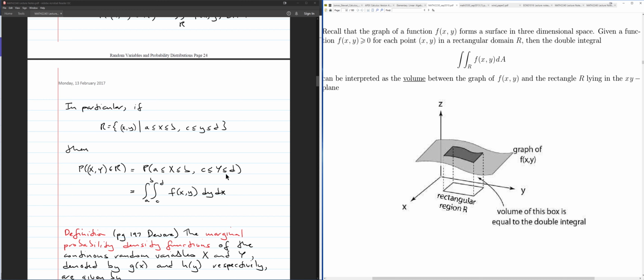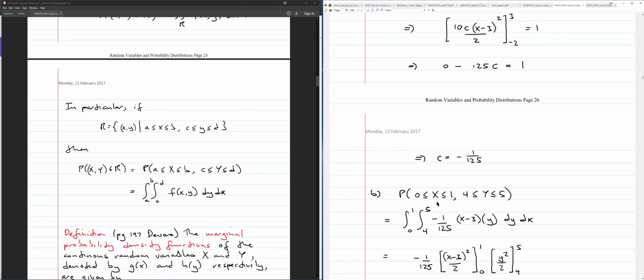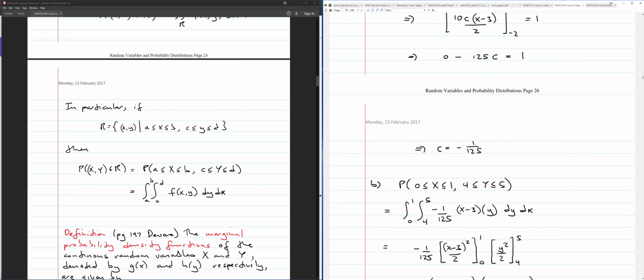Okay, so what is part b again? I want to work out the probability that random variable x lies between 0 and 1 and random variable y lies between 4 and 5. In other words, the x and y lie in a rectangular region, and really, I can just use this over here. So what you're doing is you're integrating your joint PDF over a rectangular region, and you're doing it in a standard way. I'm using exactly this formula here.